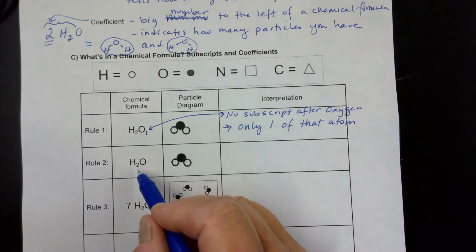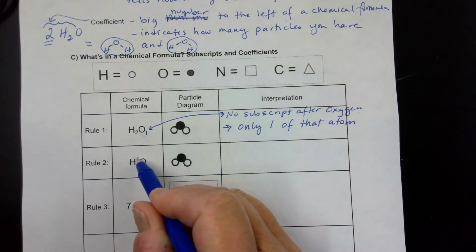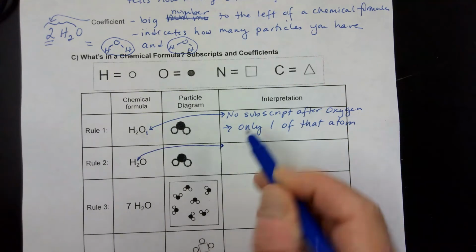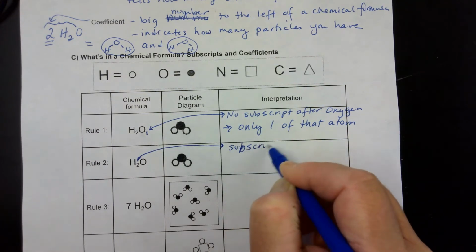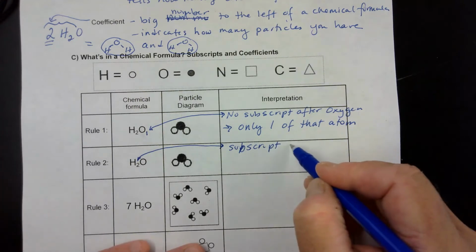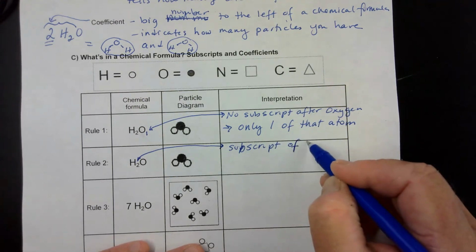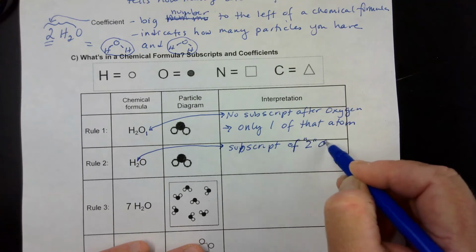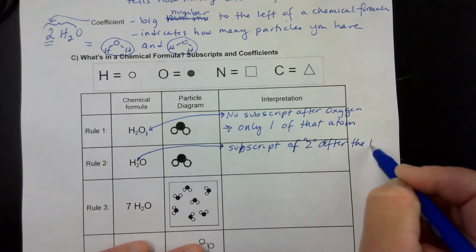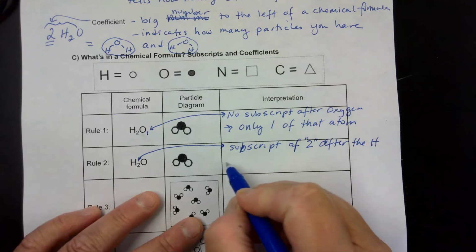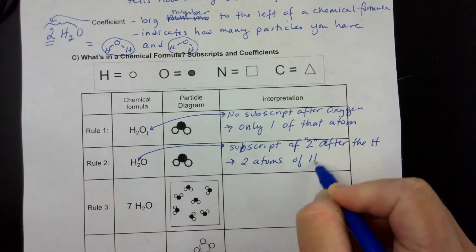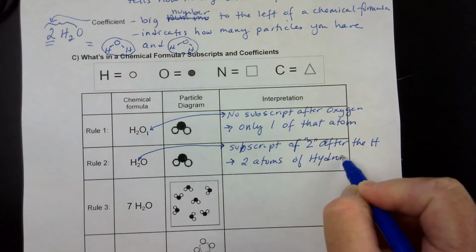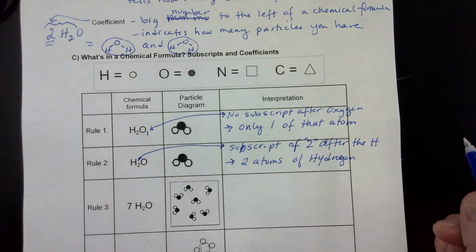The next example we're going to look at, our next rule that we need to keep in mind, is this number 2. So when we have a subscript, in this case, the subscript of 2 after the hydrogen, what does that mean? It means that we have 2 atoms of hydrogen. All right, so that's pretty evident. I think that's pretty straightforward.